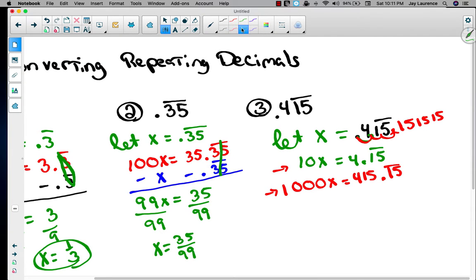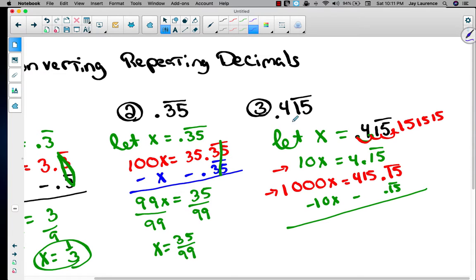Okay, so I'm going to come here and go minus 10x, and of course minus 4.15 repeating. And you can see that these lined up. The trick was counting how many places I wanted the decimal point to move. For the first multiplication, I only wanted to move 1 place, so I multiplied by 10. But for the second multiplication, so that I would get that repeating decimal going forever and ever, I multiplied it by 1,000, because that would move it 3 places.